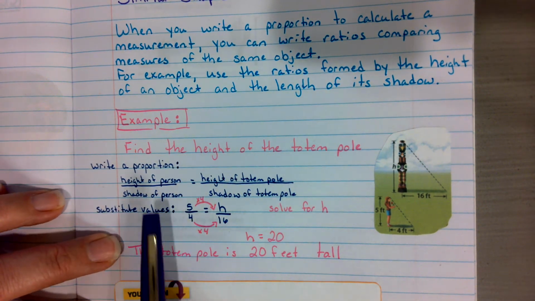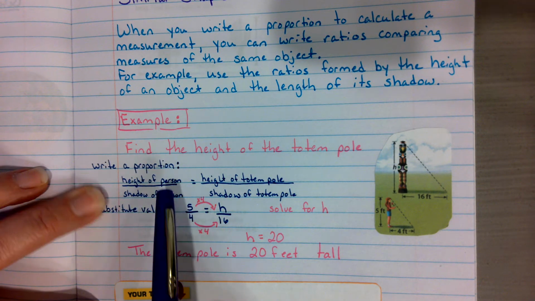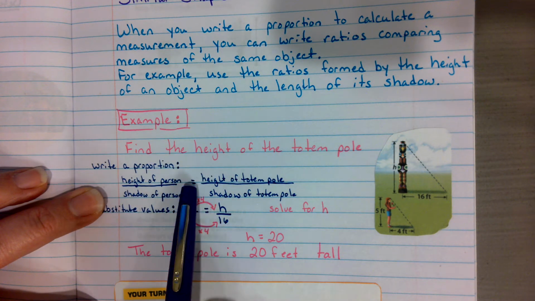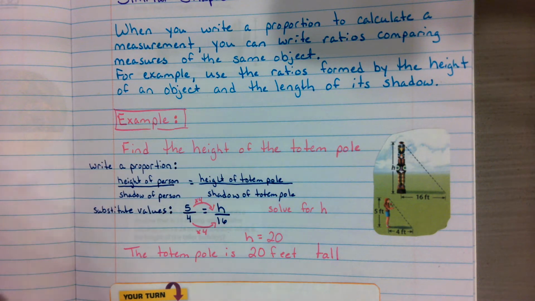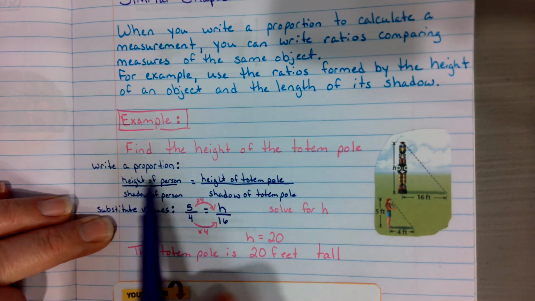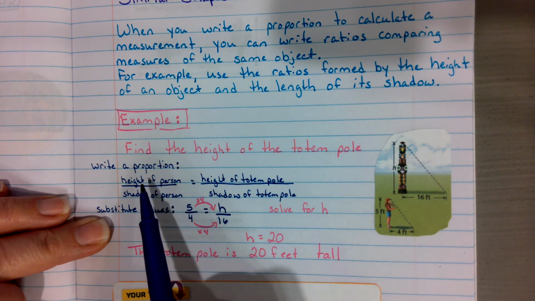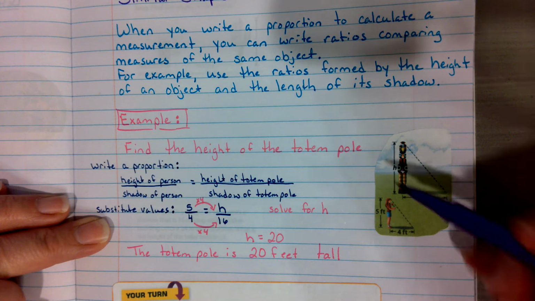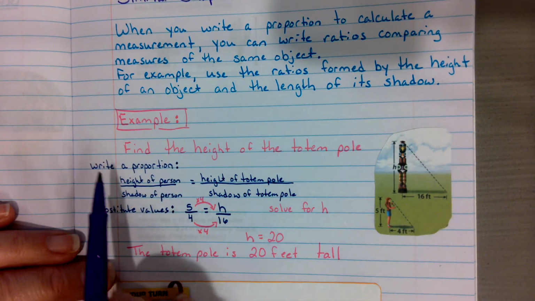All right, so to find the height of the totem pole, we're going to write a proportion. And we're going to set the height of the person over the shadow of the person equal to the height of the totem pole over the shadow of the totem pole. Notice heights are both in the numerator and shadows are both in the denominator. When you're setting these proportions up, you want to keep your like dimensions, so our heights with our heights, okay?